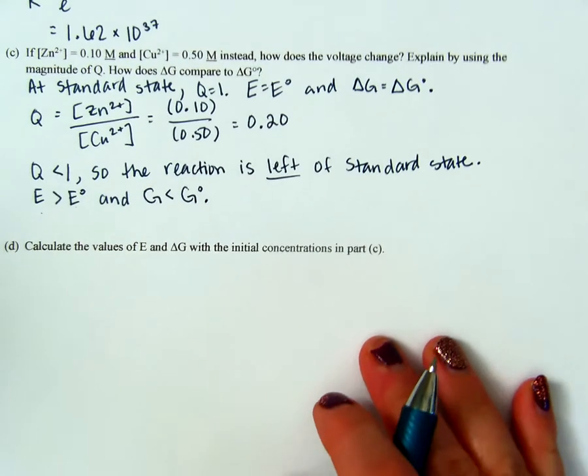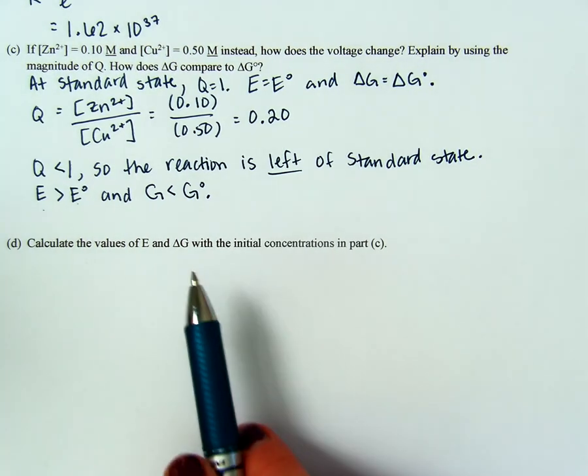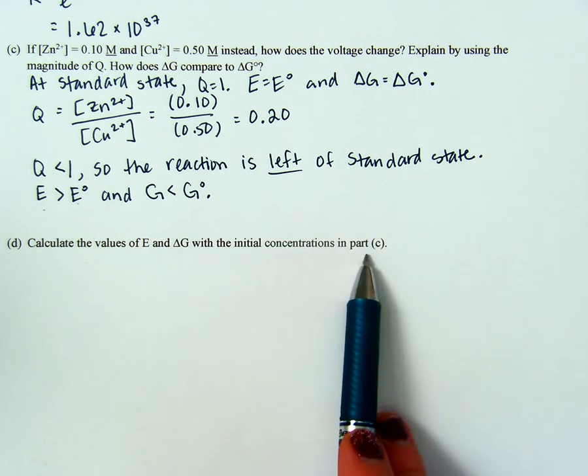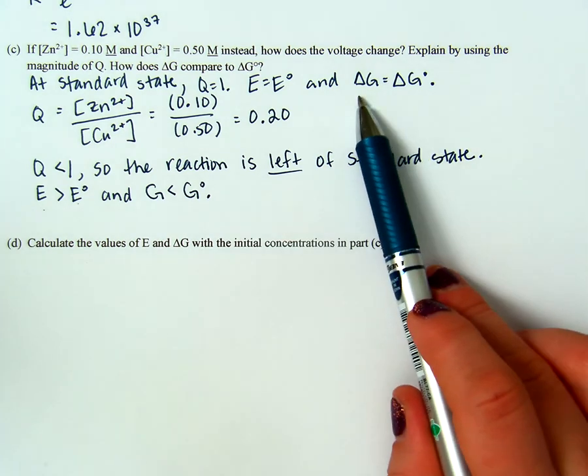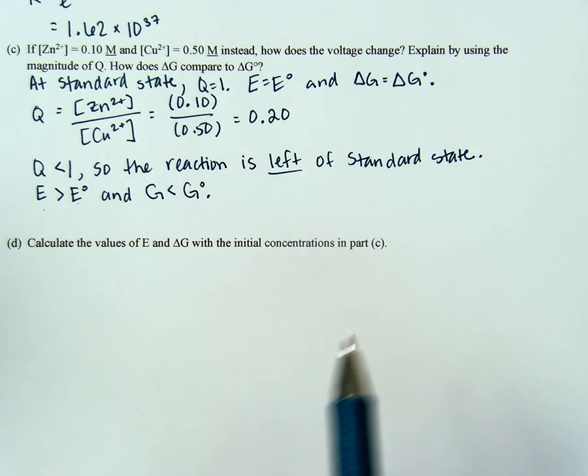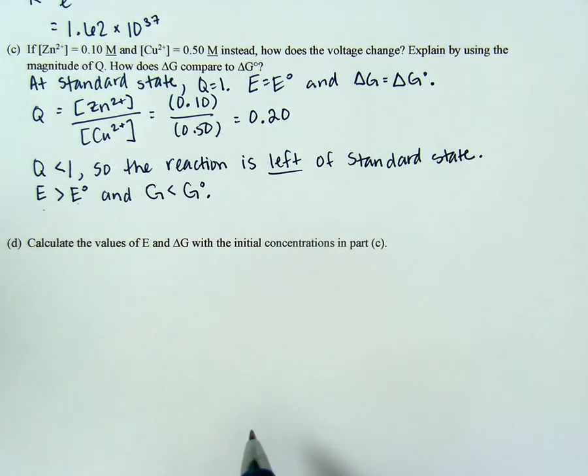Okay, last part, part D. Let's see if we were right. Calculate the values of E and delta G, because we said we think they're going to be greater with the initial concentrations given in part C, so the non-standard state example. Let's go ahead and calculate those. Actually, I'd like you to go ahead and pause the video and see if you can calculate both of those, including finding the equations on your own, and then come back and check your work.